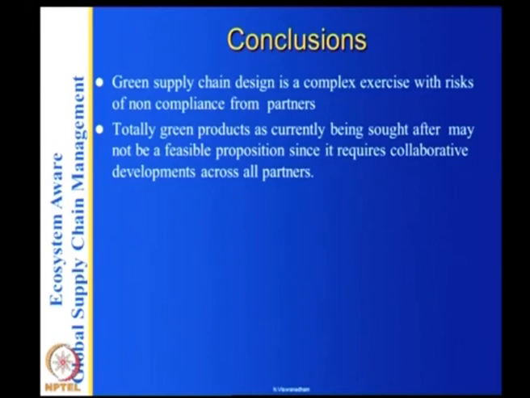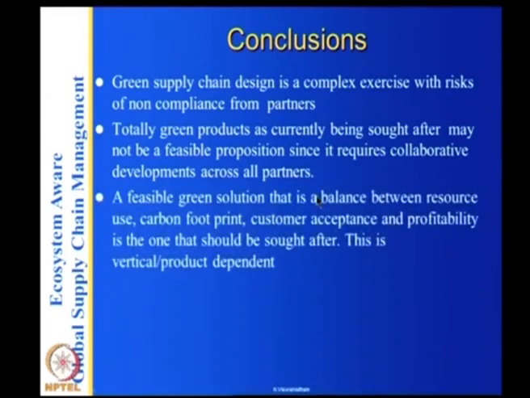So, particularly if you are a global supply chain partner, then it may be very difficult to achieve this. A feasible green solution that is a balance between resource use, carbon footprint, customer acceptance, and profitability is the one that should be sought after. And this is vertical product dependent.